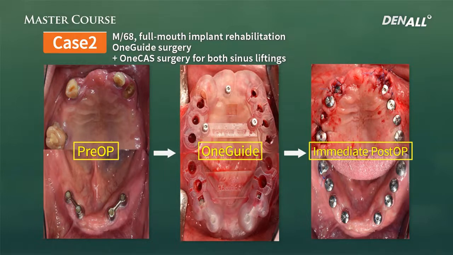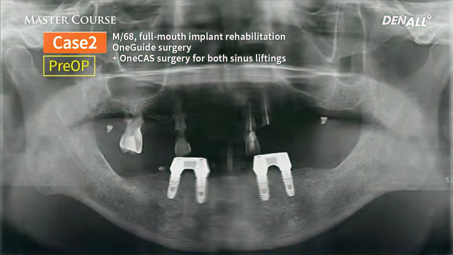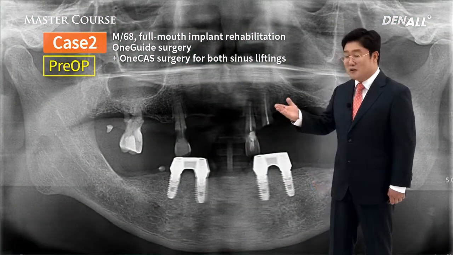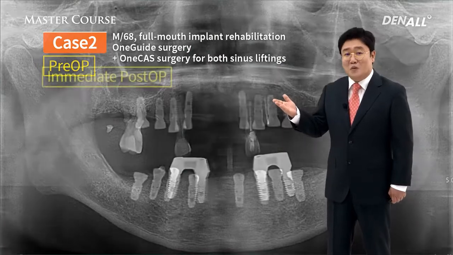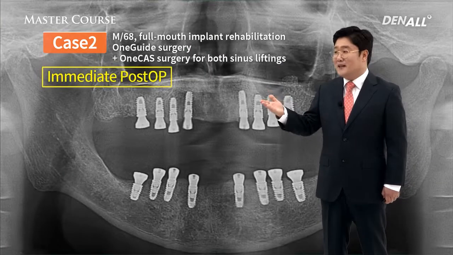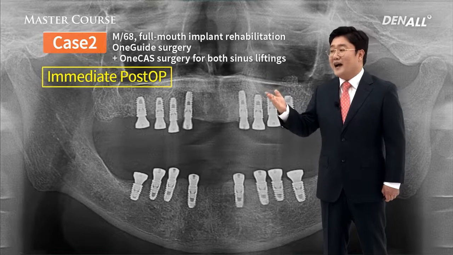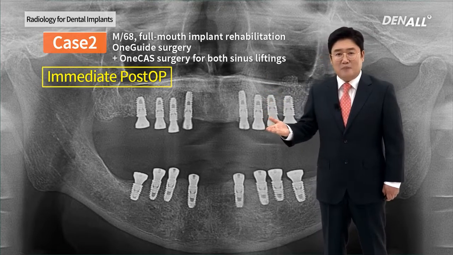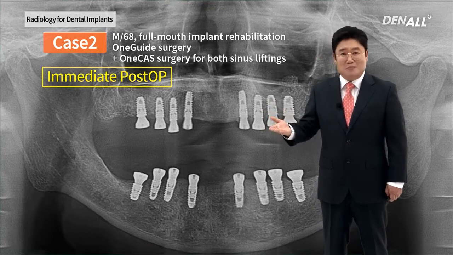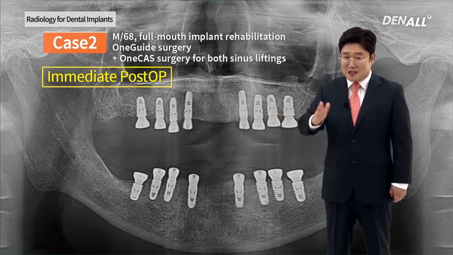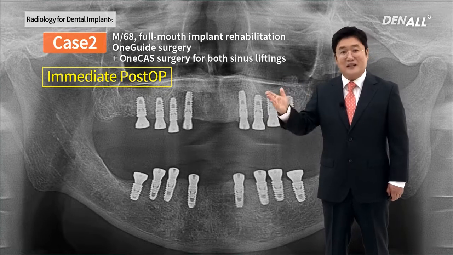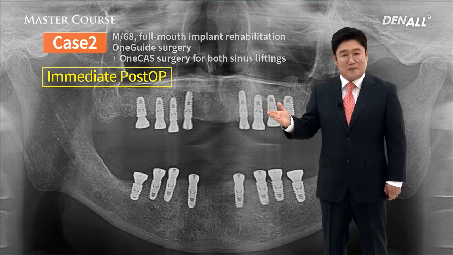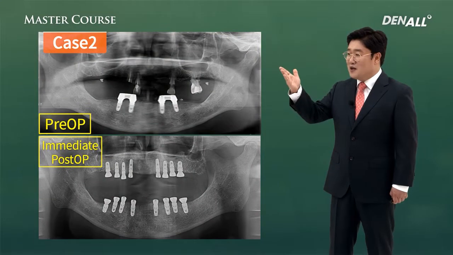The initial stability was good, so healing abutments are connected. In most clinical cases, healing abutments are connected. Pre-op, teeth are extracted, and 8 implants on the maxilla and 8 on the mandible were placed in a simple, easier, and accurate way. So the digitally guided implant surgery was performed.